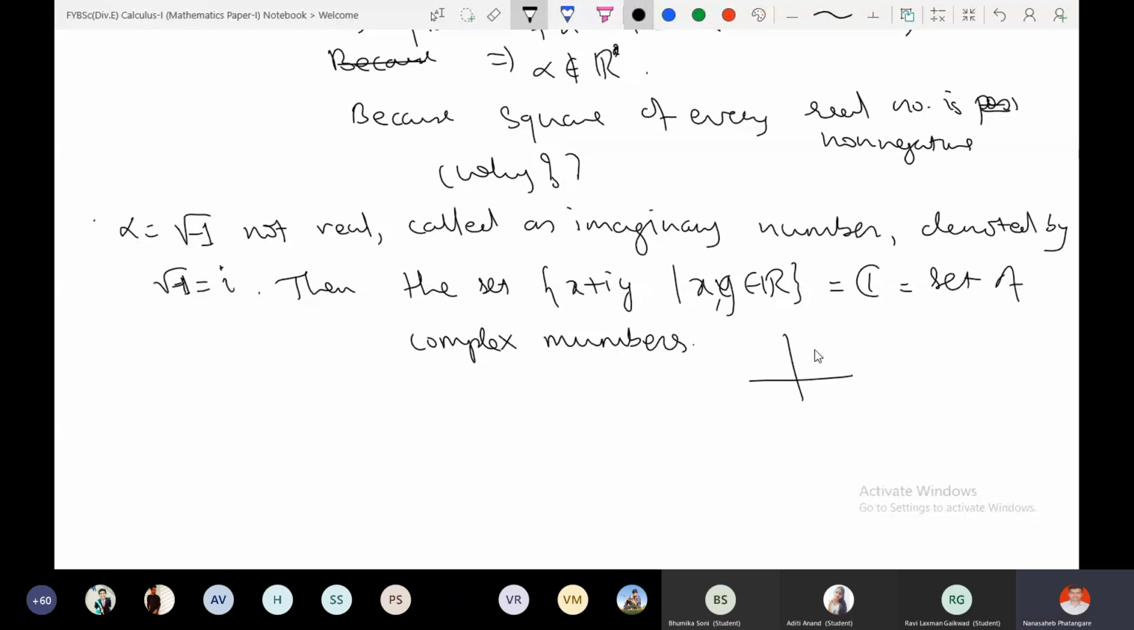This set is identified with, for example, x plus iy is identified with the pair (x, y) in the plane. That is a different story that we learn later on while studying complex numbers. But right now we are interested in real numbers. So the story doesn't stop at real numbers. There are further developments in number systems. One further step is complex numbers, and after that there are some more developments if you study higher mathematics.